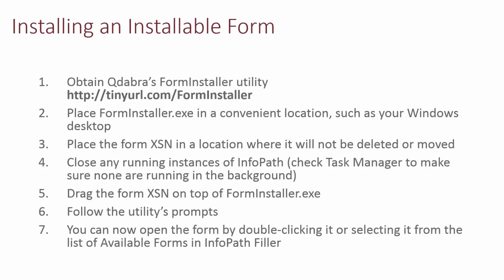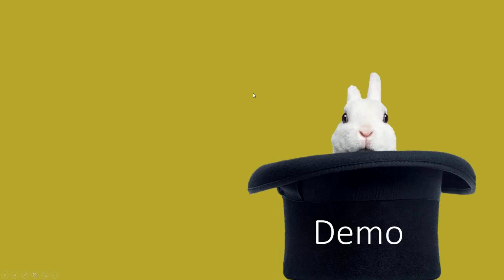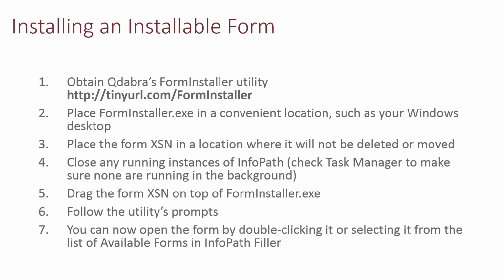Okay, now for installing the form, what you need to do first is get the form installer utility. I've prepared a URL here that you can use, tinyurl.com/form installer. That will take you to the location on our InfoPath dev site where you can download that utility. You place the exe file in a convenient location. I have put it on my desktop, which is where I would recommend putting it, but you can put it anywhere really. You put the XSN in a location where it will not be deleted or removed.